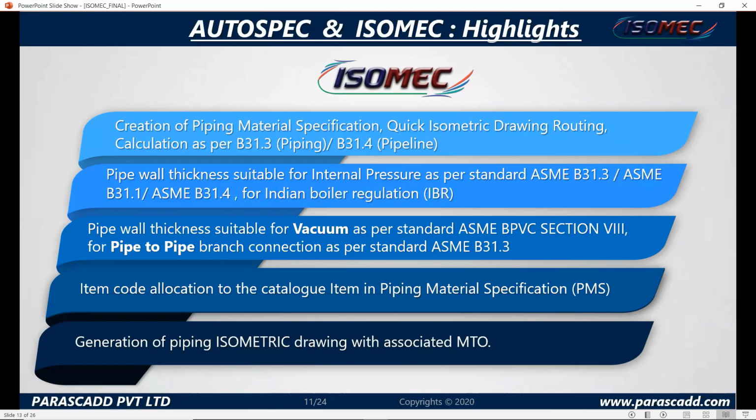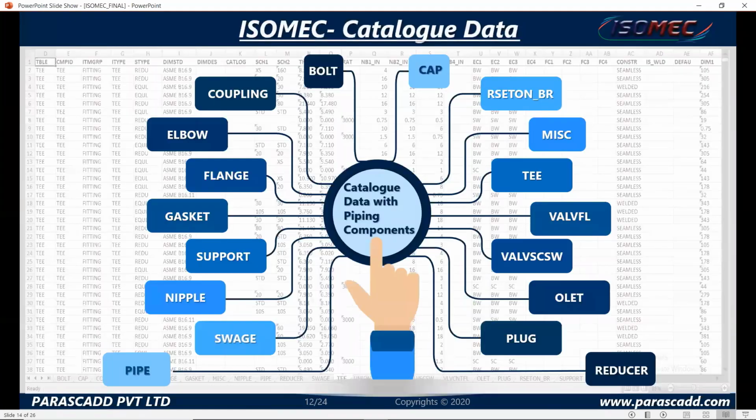So once this is done, we can move ahead for the generation of piping isometric drawing and the associated MTO. So the basic catalog data that comes in the form of input to us can have all the piping items like bolts, coupling, elbow, flange, gasket, support, pipe, reducers, plug, OLET, screwed, valves, flange, valves, T, even miscellaneous items, set-on and cap. So this data is prepared in the form of catalog, and all the details like sizes, schedule, phase conditions, and all can be prepared for the catalog data.